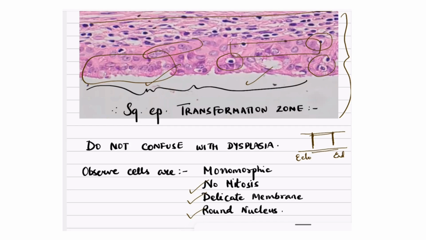Because if the surgeon has touched the transformation zone in the biopsy, she will know that she has given a sample of the transformation zone, so she was expecting this, and it is not dysplasia. So you are actually saving the patient from further investigations and invasive procedures.